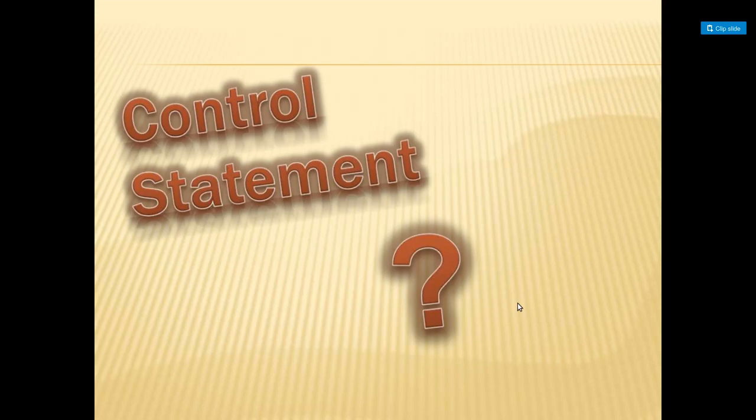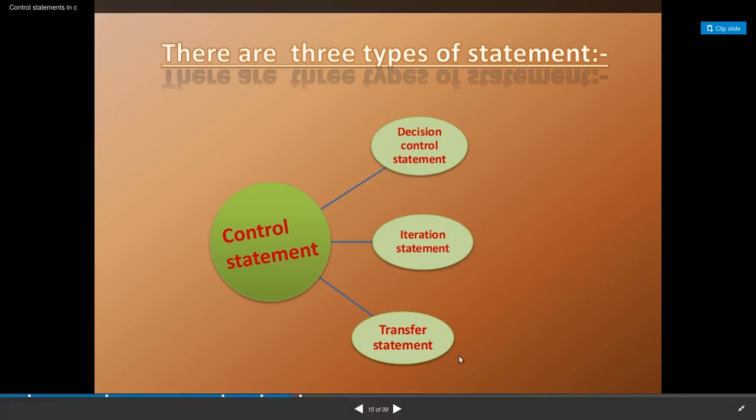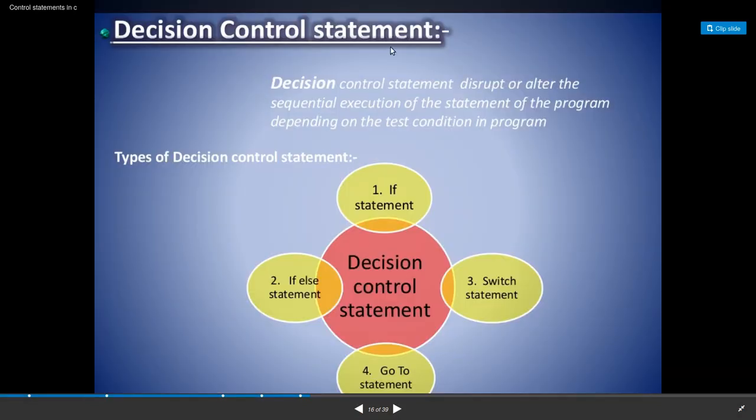Good morning, friends. Today we are discussing the control statements in the C programming language. As you can see, there are three types of control statements: decision control statement, iteration statement, and transfer statement. The first one is the decision control statements.